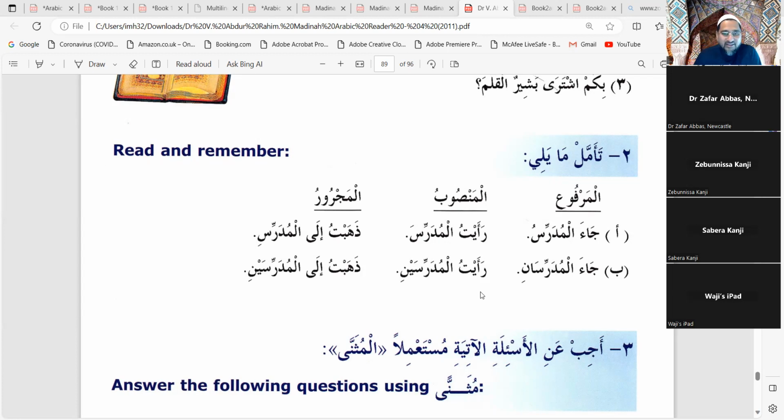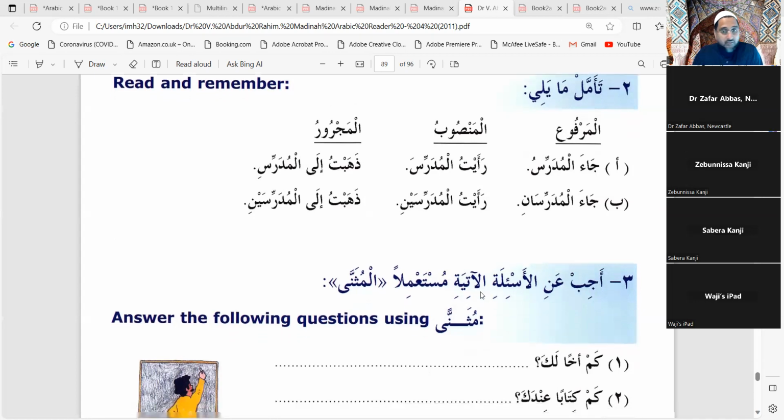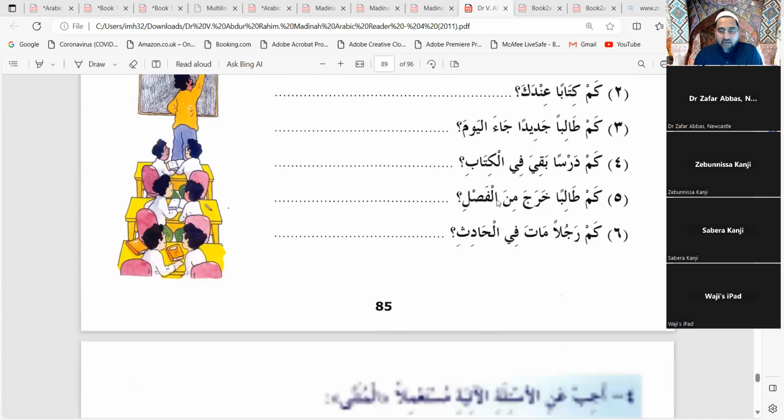Continue. So Dhahabtu ilal mudarrisi. So this is in the genitive case. All right. Therefore the seen has a kasra. And then Dhahabtu ilal mudarrisayn. So same ending as the previous one, using the dual. Excellent. Correct.